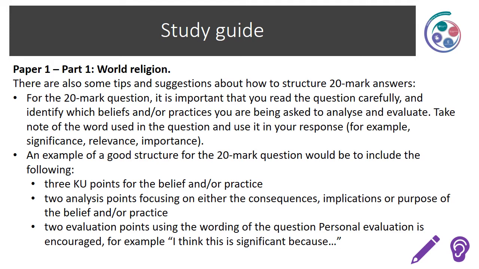3 KU points for the belief and or practice, 2 analysis points focusing on either the consequences, implications, or purpose of the belief and or practice, and then 2 evaluation points using the wording of the question. Personal evaluation is encouraged, for example, I think this is significant because. So if that was 1 paragraph, that's 7 marks in total. If you did that 3 times, that would get you up to 21. So that would overshoot 20 marks in the question. So that's one potential way of doing that.